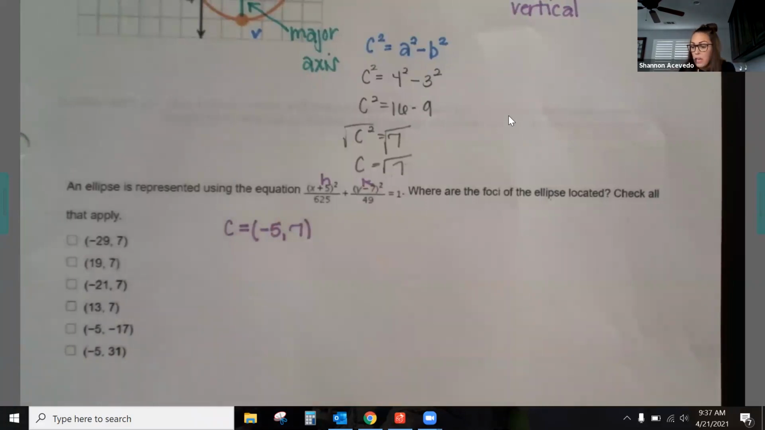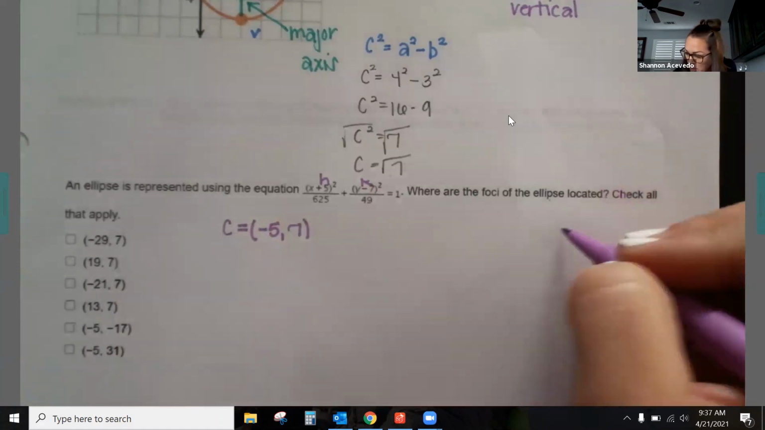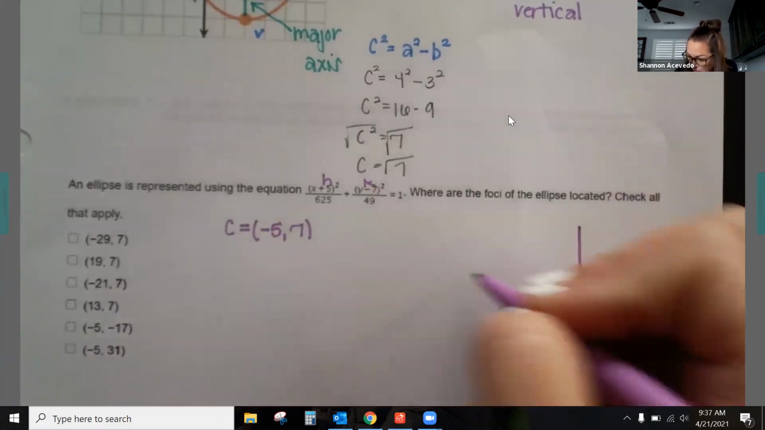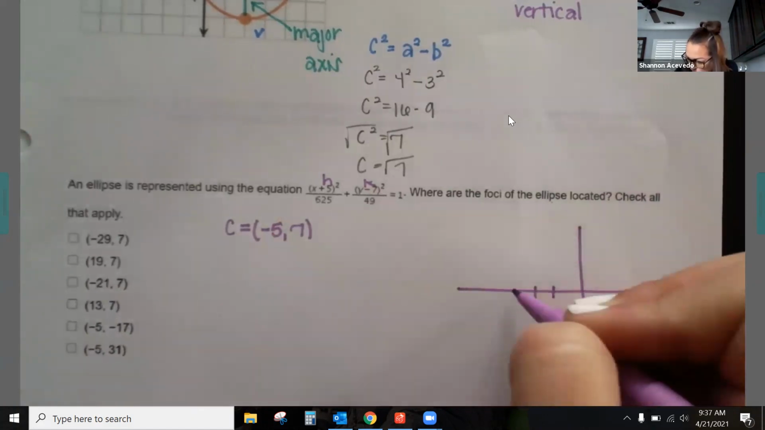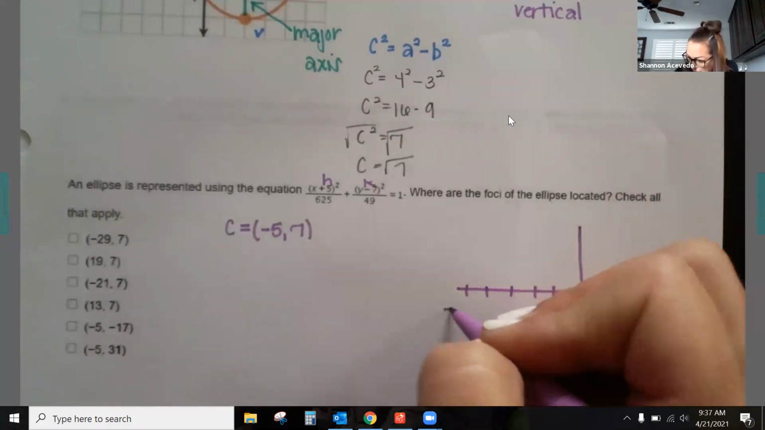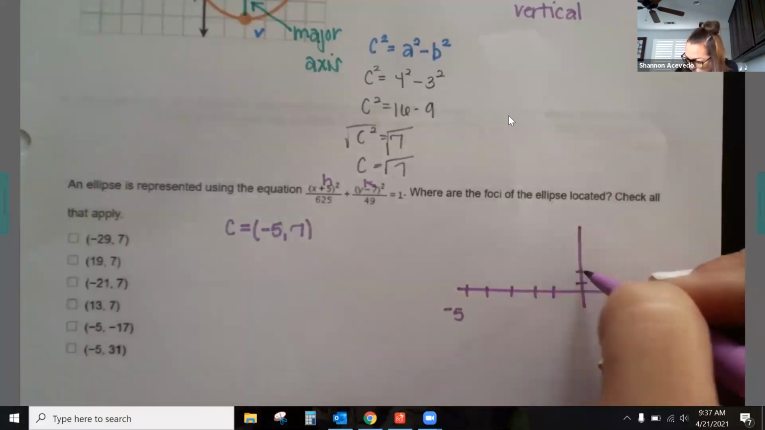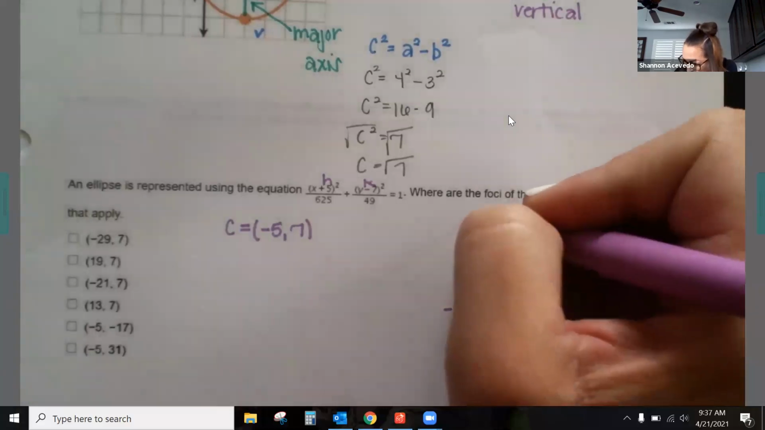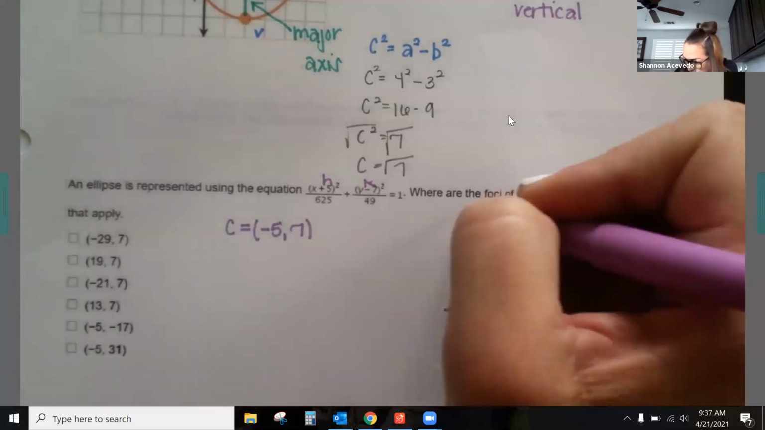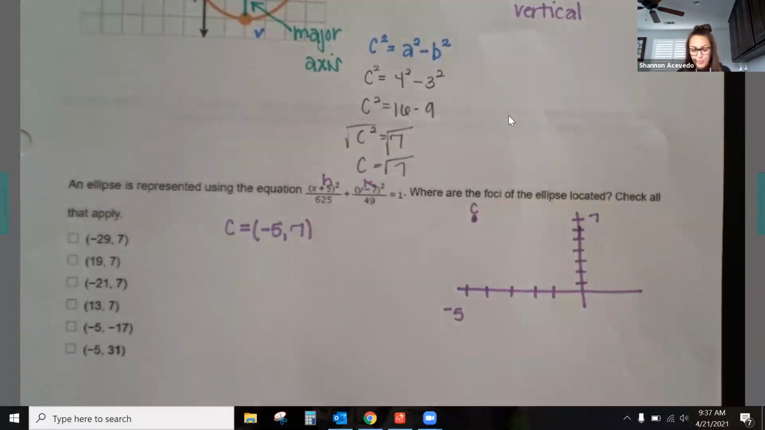Okay, so I know where my center is, and I like to see the graphs, the visuals of it. So if I have a graph, my center is going to be at -5, 1, 2, 3, 4, 5, -5, and up 7, 1, 2, 3, 4, 5, 6, 7, -5, 7. Here's my center.